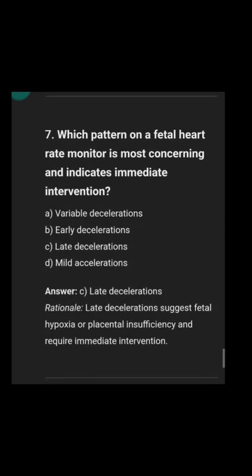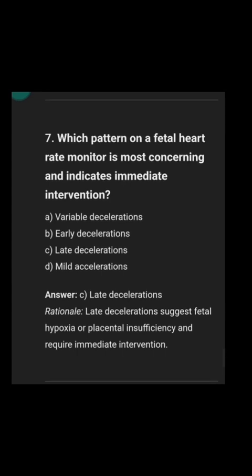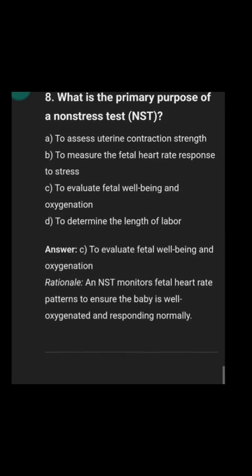7. Which pattern on a fetal heart rate monitor is most concerning and indicates immediate intervention? A. Variable decelerations. B. Early decelerations. C. Late decelerations. D. Mild accelerations. C. Rationale: late decelerations suggest fetal hypoxia or placental insufficiency and require immediate intervention.